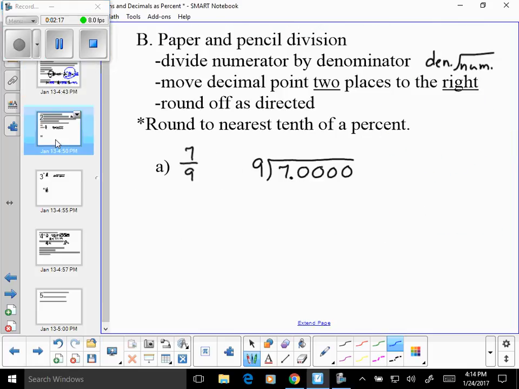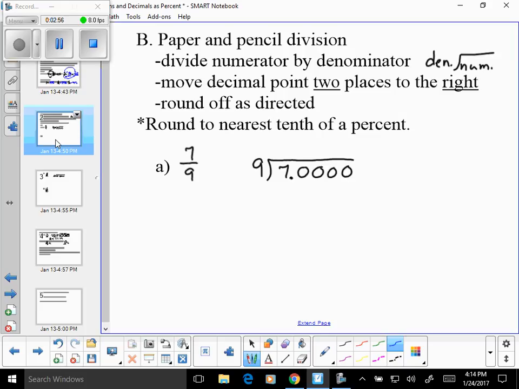Sometimes, however, we don't have such nice fractions to work with, and they will ask us to use paper and pencil division. Remember that we are going to divide the numerator by the denominator. Now, if you'll notice, that means the numerator goes under the division bracket and the denominator goes outside the division bracket. You're going to work these out to 4 places, which is why I put a decimal point with 4 zeros after my 7. What I'm going to do when I'm done with my quotient is move that decimal point 2 places to the right and then round off as directed to the nearest tenth of a percent.